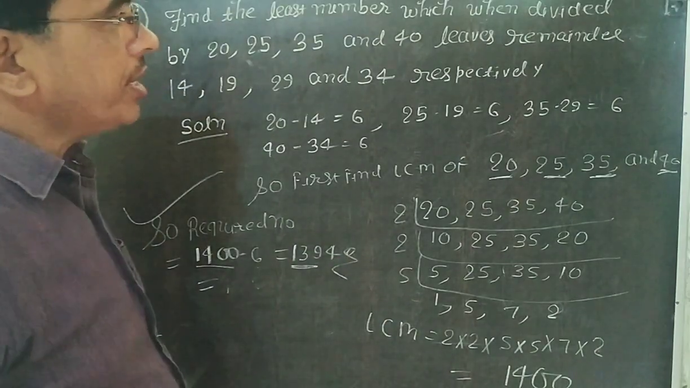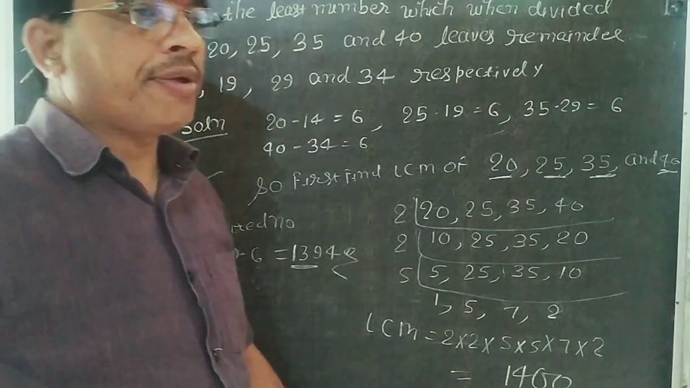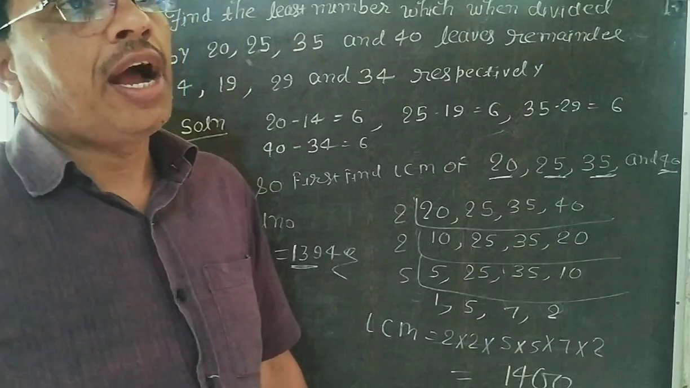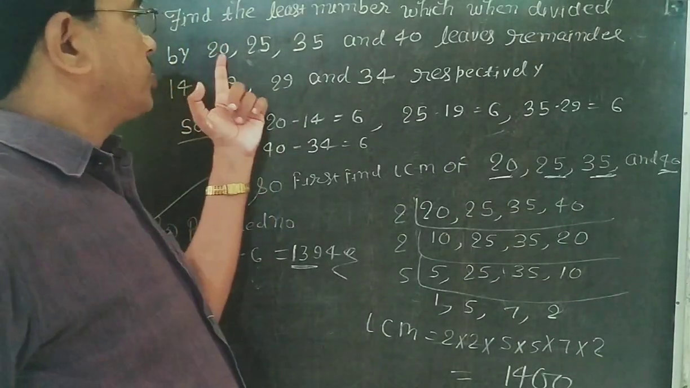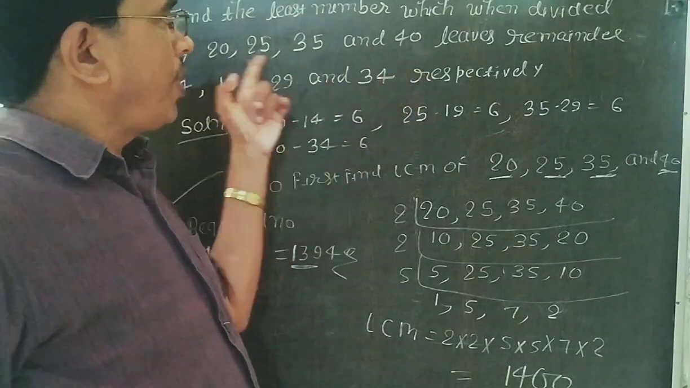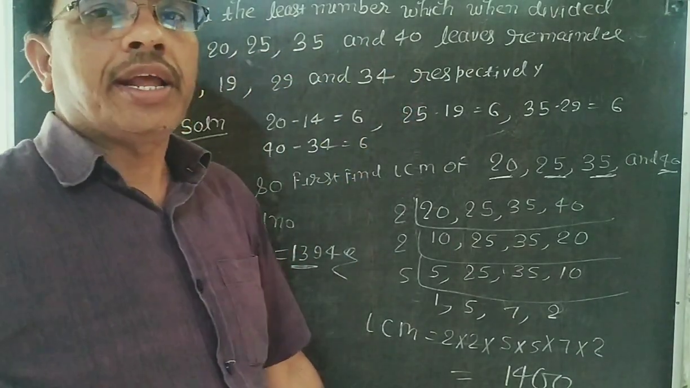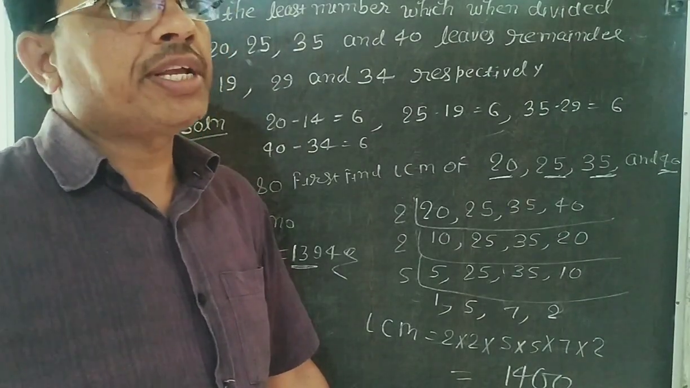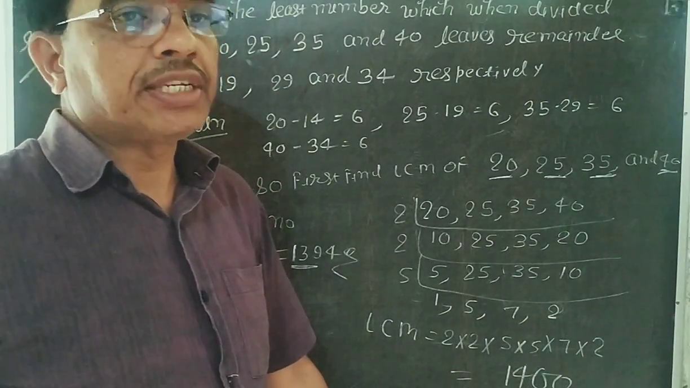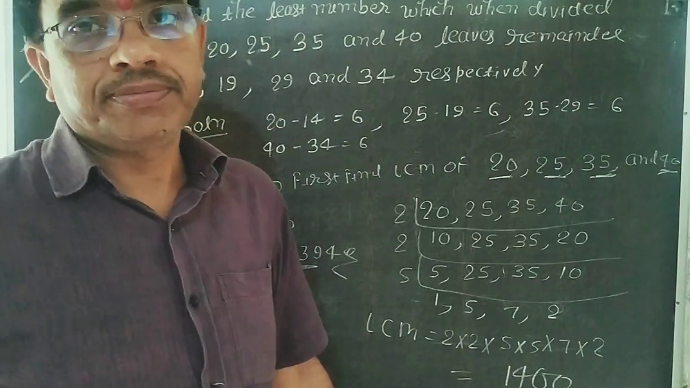So dear student, in this type of question, when the differences between the divisors and remainders are always the same and the numbers are given, like 20, 25, 35, find the LCM and then subtract the difference of divisor and remainder from the LCM. You get your solution.